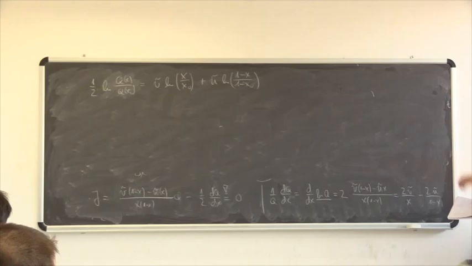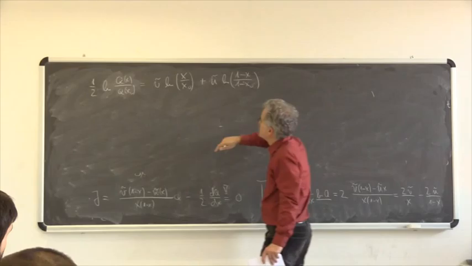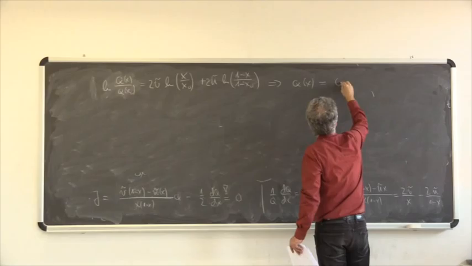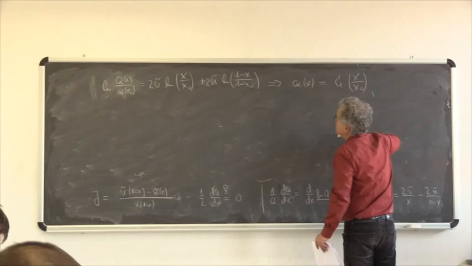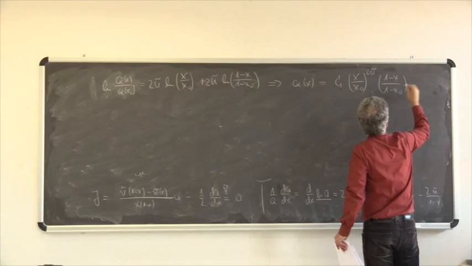And all these q of x0s and x0s and so on give rise to some integration constants. If we now exponentiate this on both sides, then we can put the 2 back here, it doesn't really matter. What this then means is that q of x will be some constant times x divided by x0 to the power 2v tilde times 1 minus x divided by 1 minus x0 to the power 2u tilde.